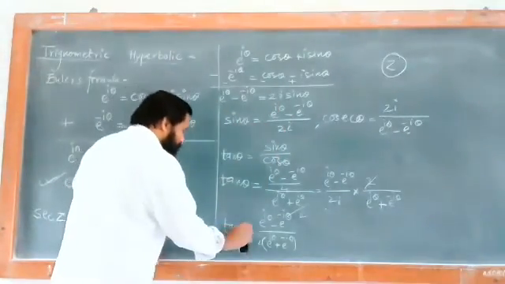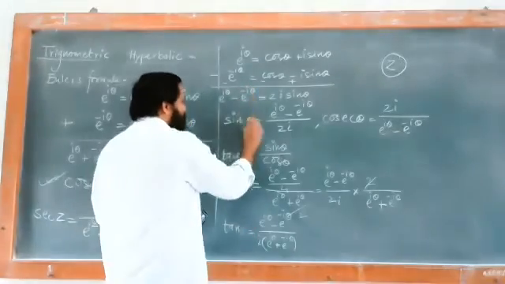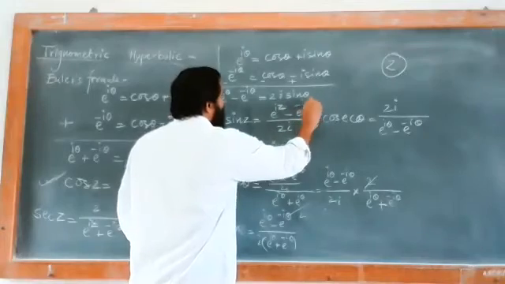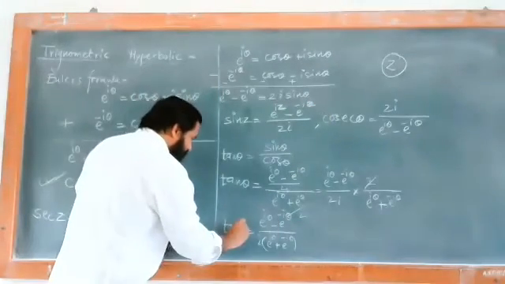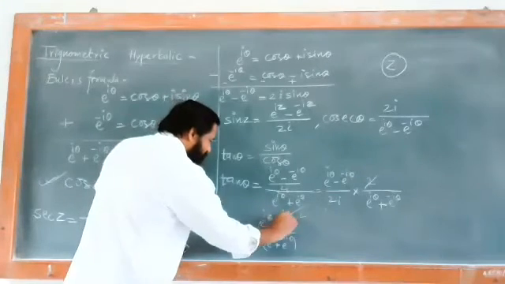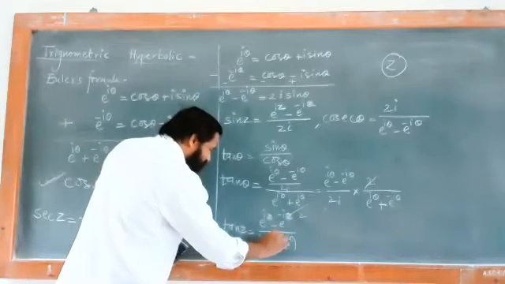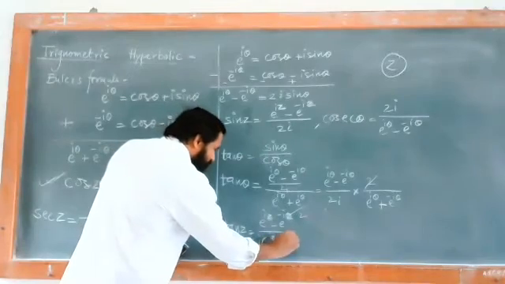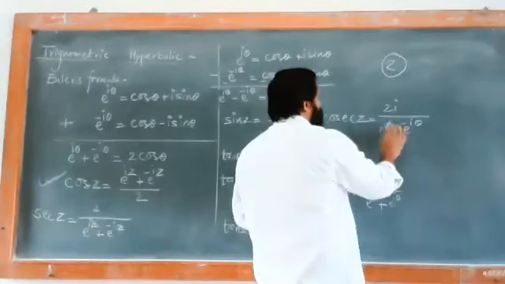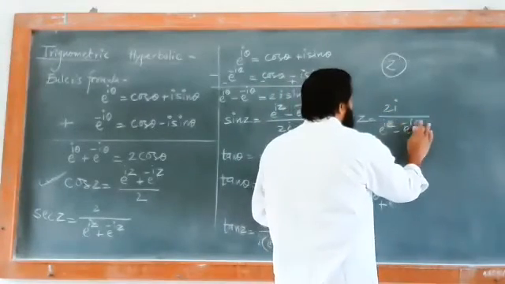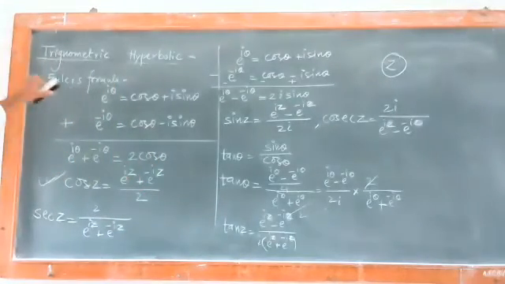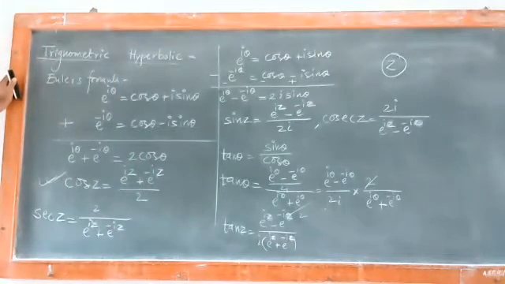What about sin? Now we can have the sin z. This is nothing but e raised to iz minus e raised to minus iz divided by twice i. What about tan z? Tan z is nothing but e raised to iz minus e raised to minus iz divided by i times e raised to iz plus e raised to minus iz. So we can have similarly cosec z. This is twice i divided by e raised to iz minus e raised to minus iz. So we can have all these things. These functions are known as trigonometric functions.